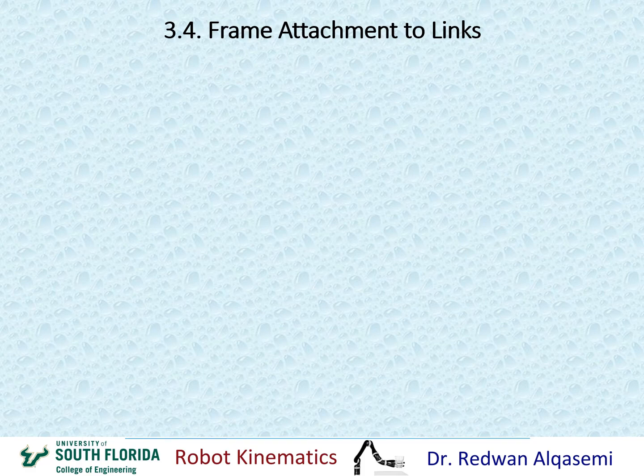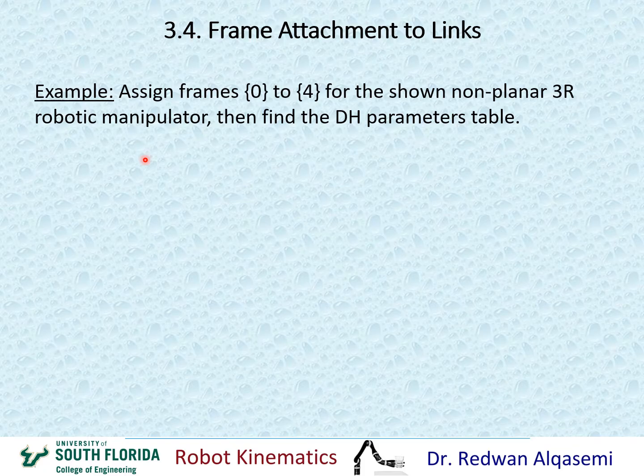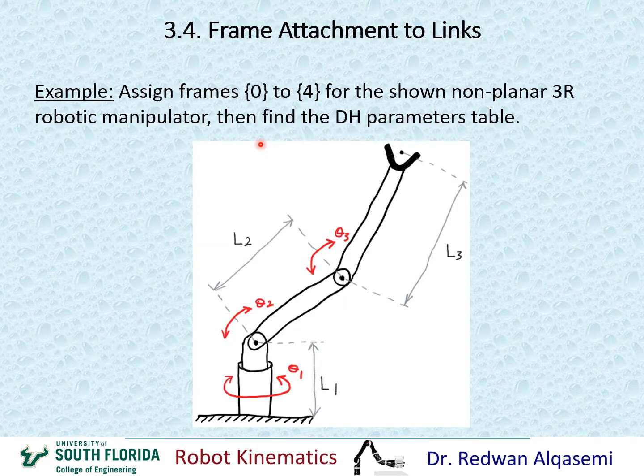Now let's take a series of examples here to see how we can attach link frames and how we can extract DH parameters as well. The first example: assign frames 0 through 4 for the shown non-planar 3R robotic manipulator. Then find the DH parameters table after putting the frames.